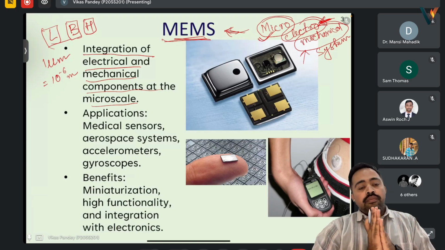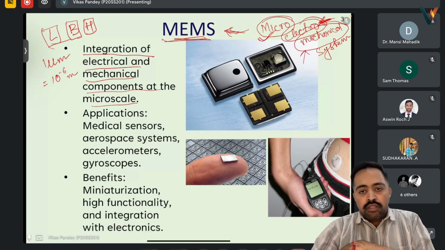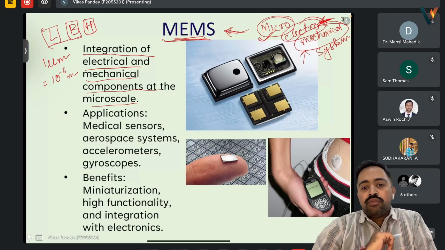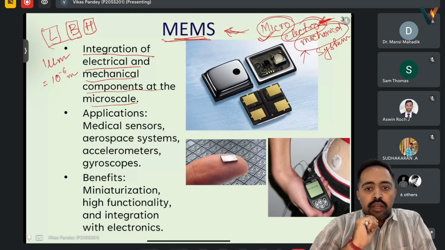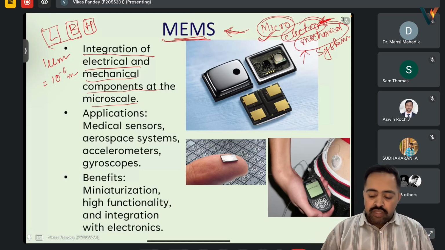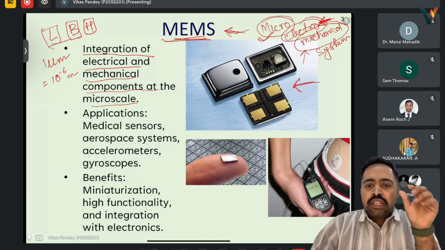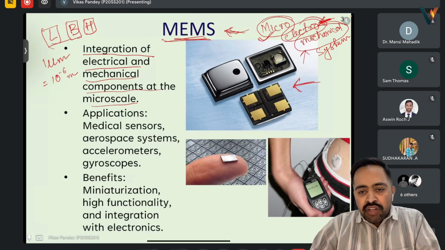So why are we interested in this? Because there is a huge application of these systems. In fact, we commonly use them in our day-to-day life, and we might not understand that it is actually a MEMS device. Like if you see, this is a MEMS microphone. Nowadays, very good quality microphones are MEMS devices.